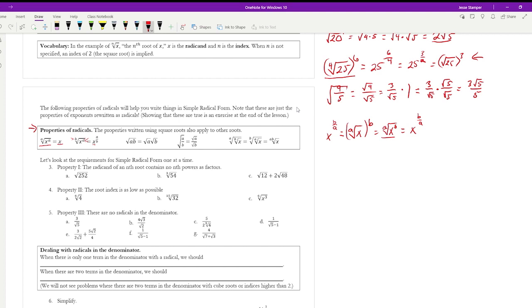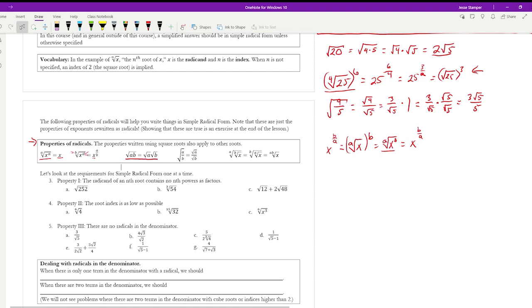Then we have this idea right here that you saw me use in the first one. If I have a square root of a times b, that is the same as the square root of a times the square root of b. I did that just up here. When I did the square root of 20, I separated square root of 4 times 5, then I did the square root of 4 times the square root of 5, and I was able to take the square root of 4, but not take a square root of 5, and I reduced it down.